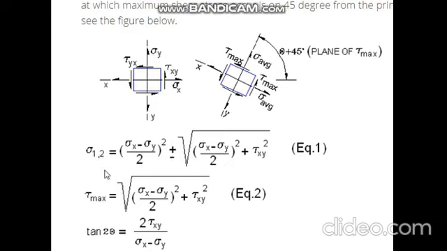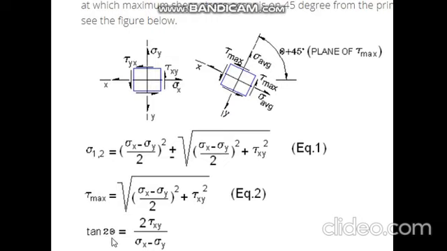And there is another principal stress which is called the maximum shear stress. So this is tau maximum. Tau maximum is given by this formula: square root of ((sigma x minus sigma y) by 2) whole square plus tau xy square. Okay, these are three equations. Here two equations are there, one with positive sign, one with negative sign, and this is the third equation.